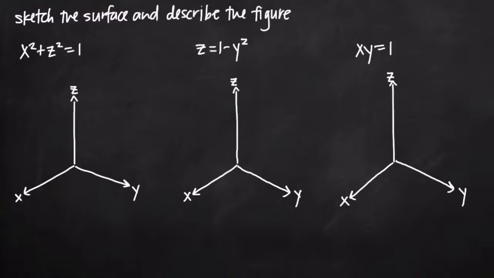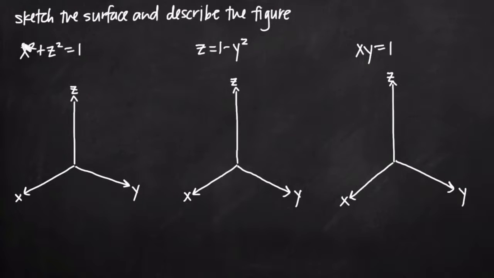Today we're going to be talking about how to sketch a quadric surface and its traces and how to describe the figure. And in this particular video, we're going to be sketching 3 different quadric surfaces. The first one we're going to tackle here is x squared plus z squared is equal to 1. I have a chart that'll help us sketch some of these surfaces, so let's take a look at it.